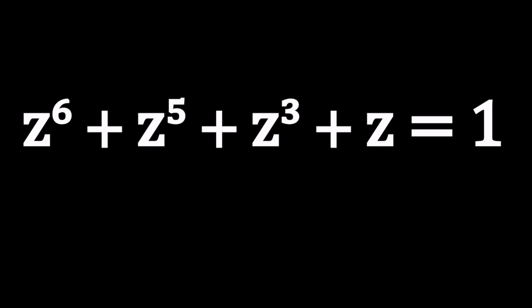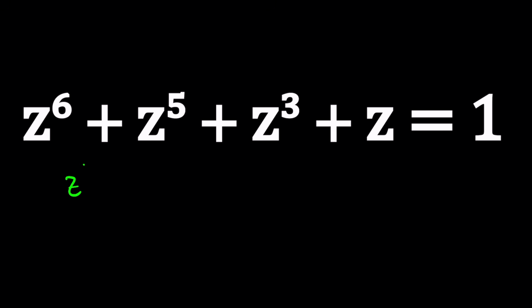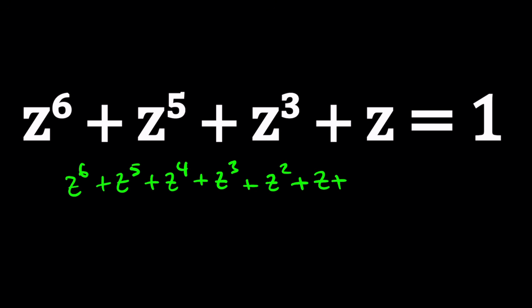Let me tell you. Suppose you had the full equation z to the sixth plus z to the fifth plus z to the fourth plus z to the third plus z squared plus z plus 1. I know that's going to be a long equation, but if you had that and just add 1 to both sides for simplicity's sake. If you had an equation like this where you had all the powers, you could solve it easily.